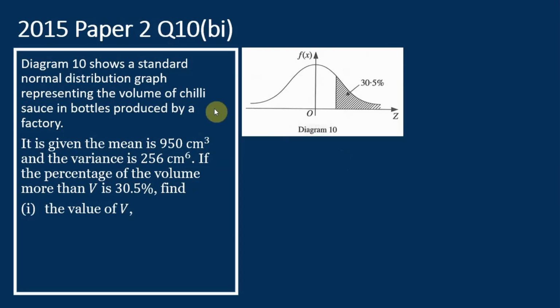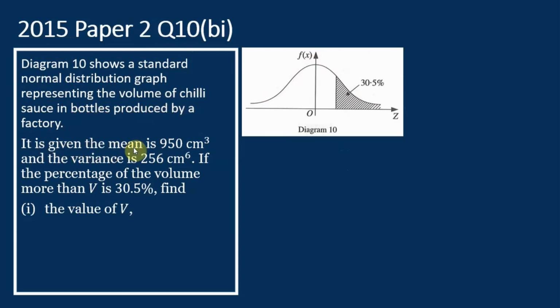Okay, now let's see this question. This is a past exam question, 2015, paper 2, question 10b1. Diagram 10 shows the standard normal distribution graph. So this is a standard normal distribution graph. And this graph represents the volume of chili sauce in bottles produced by a factory.